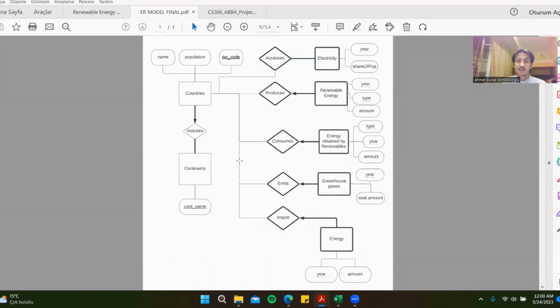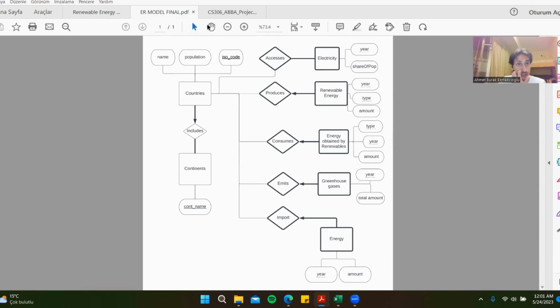These weak entities consist of electricity access, renewable energy production, and energy obtained by renewables, and it is tied to consumption, greenhouse gas emissions, and energy imports or exports. So this was our ER model. They are all weak entities since they have a foreign key that is the primary key of our countries table. So the rows of these tables cannot be identified without the countries table's key, isocode.